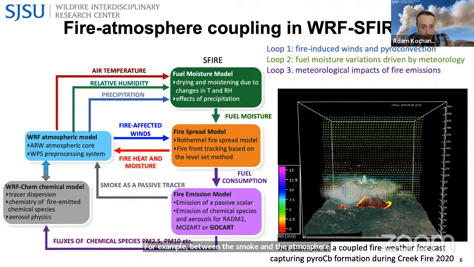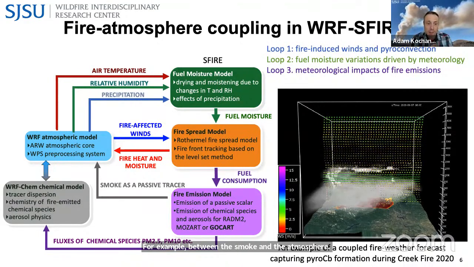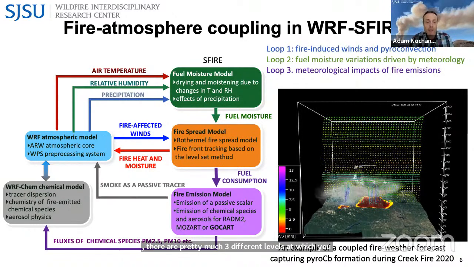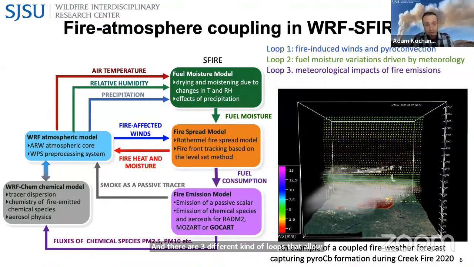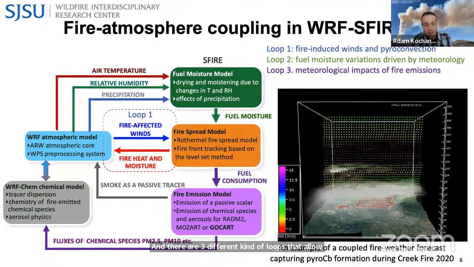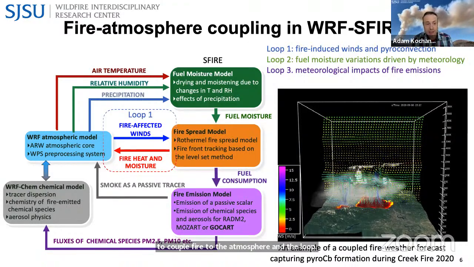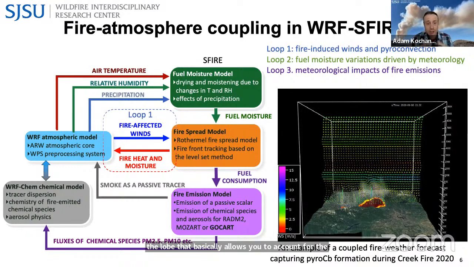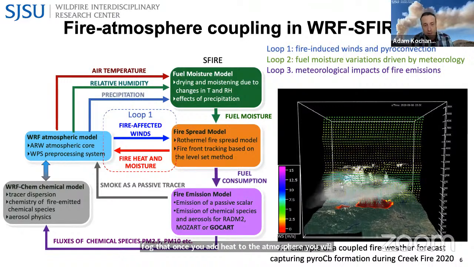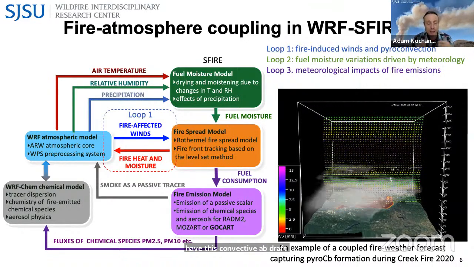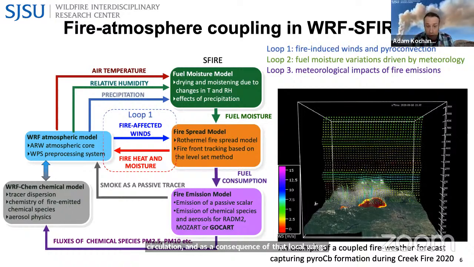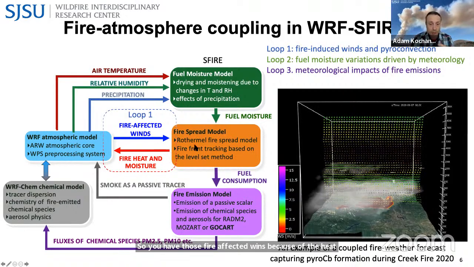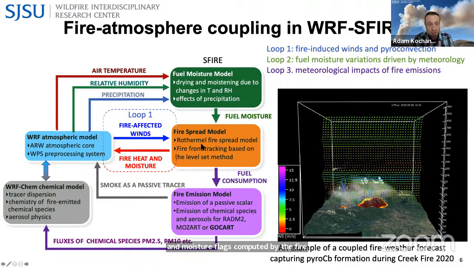So if you think about those fire-atmosphere interactions, there are pretty much 3 different levels at which you can think about them. There are 3 different kinds of loops that allow you to couple fire to the atmosphere. Loop number 1 is the dynamical loop. That's the loop that allows you to account for the fact that once you add heat to the atmosphere, you will have convective updrafts, and those convective updrafts are going to change local circulation. As a consequence, local winds interacting with the fire will change as well. So you have those fire-affected winds because of the heat and moisture flux computed by the fire spread model, and that's loop number 1.